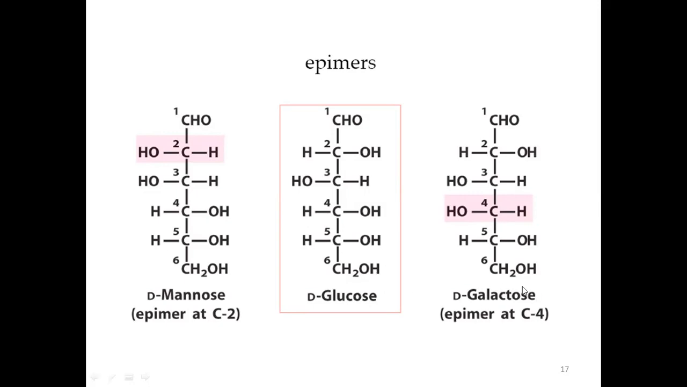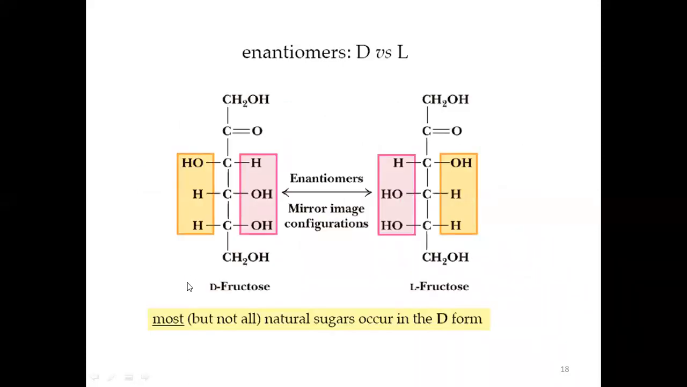So glucose and galactose are epimers, and mannose and glucose are also epimers, but not mannose and galactose, because they differ by two carbons. Only glucose and galactose, and glucose and mannose, are epimers.